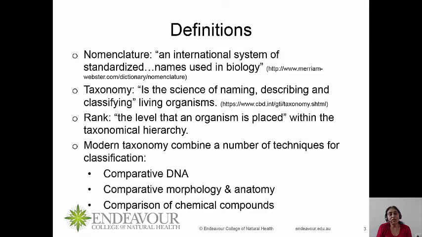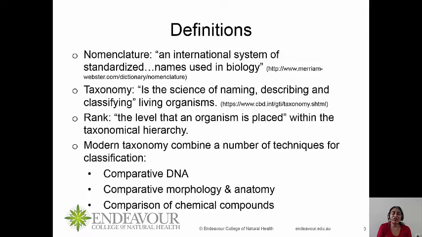Now, taxonomy is a system. It's not just naming, but in addition to naming, we also describe and classify all living organisms. Now, another word that you come across quite often is the rank. Now, what is a rank? Rank basically denotes the level at which an organism is placed within the taxonomical hierarchy.